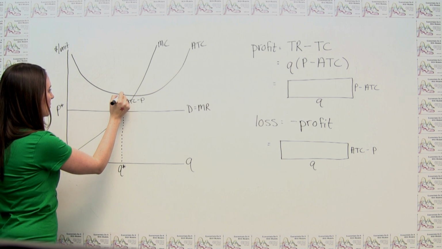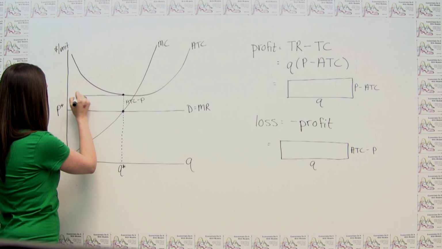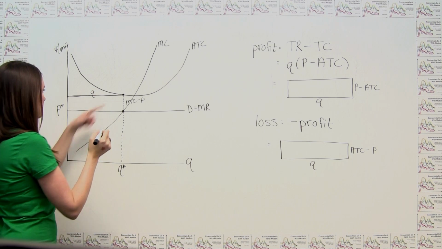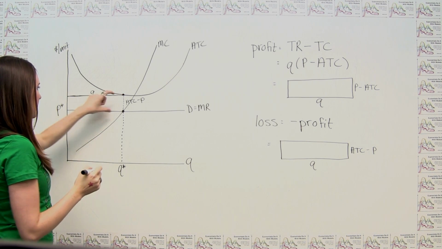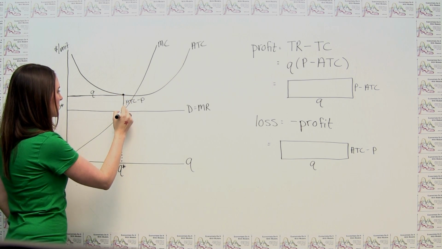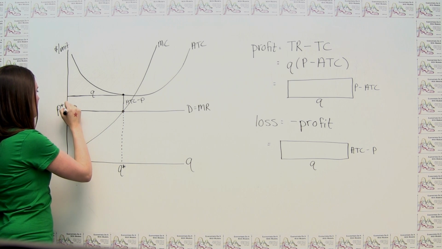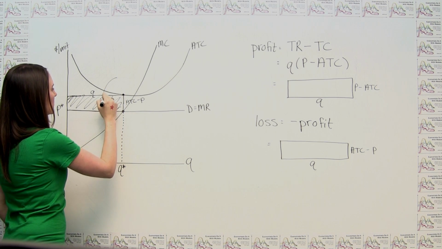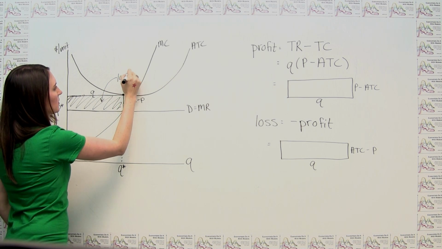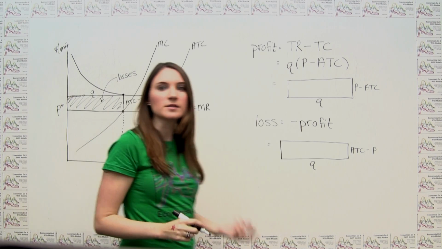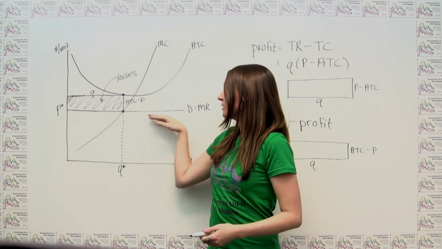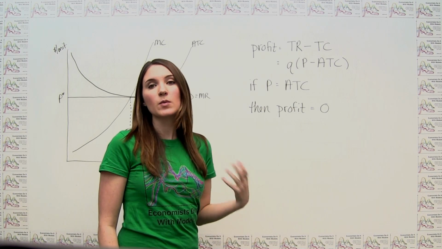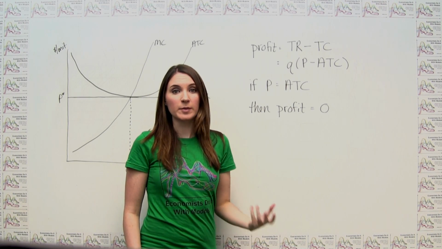And then we can show our horizontal distance of our rectangle by just extending to the left, so that we have the width of our rectangle being the quantity produced. And now this rectangle here is representing our economic losses in this competitive market at this price. We can even see that profit can equal 0 in a competitive market.